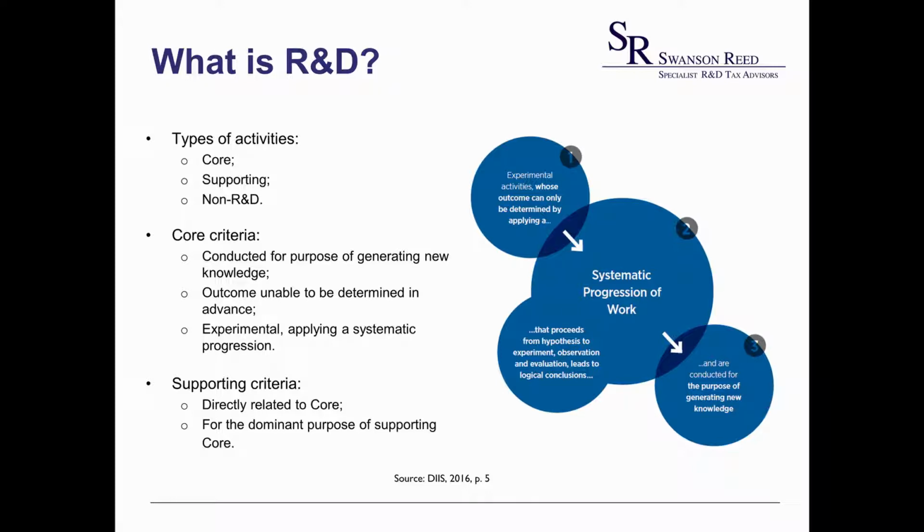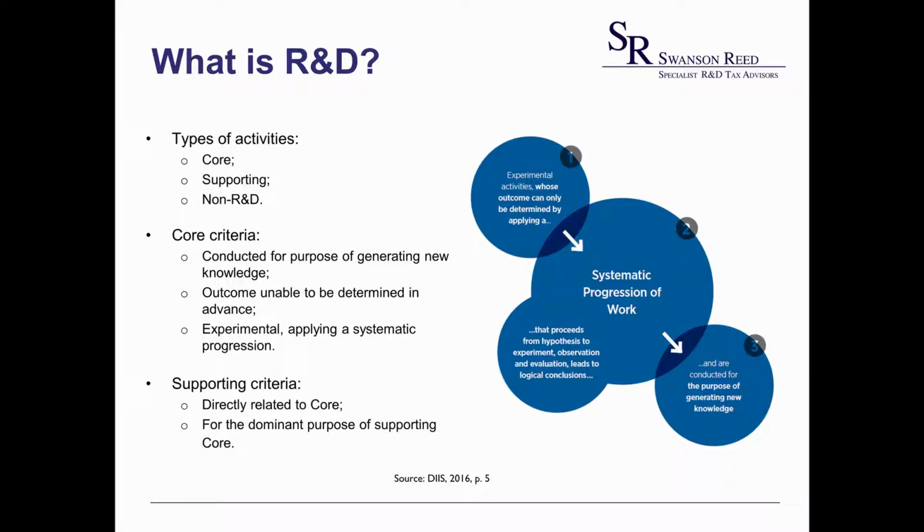In doing so, a company should consider that a project may contain one or more of three types of activities. 1. Activities that may be core R&D activities. 2. Activities that may be supporting R&D activities. Or 3. Activities that are neither core nor supporting and are therefore not eligible under the R&D tax incentive. These should not be included in the company's registration.